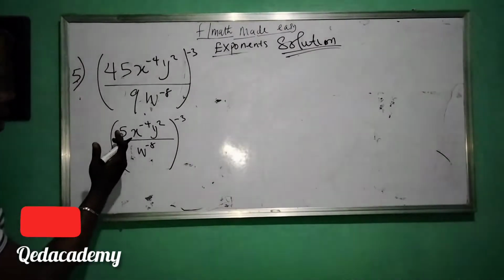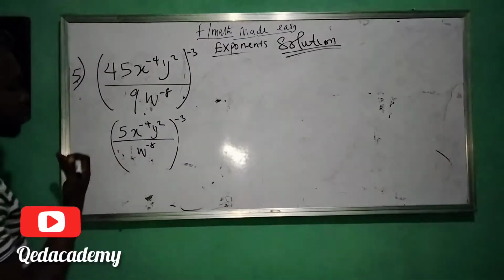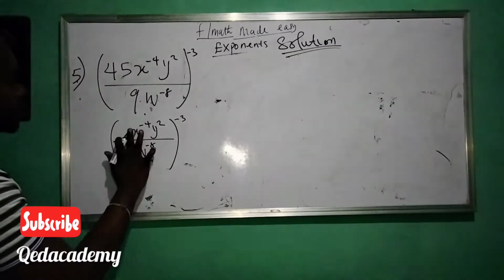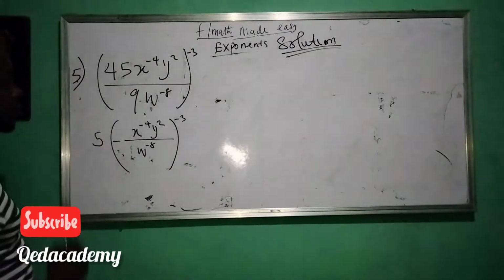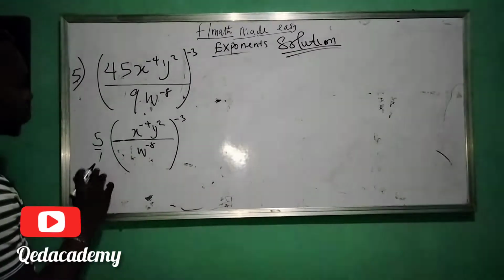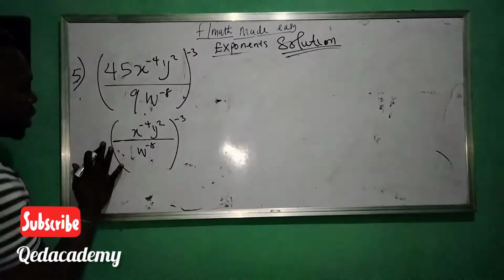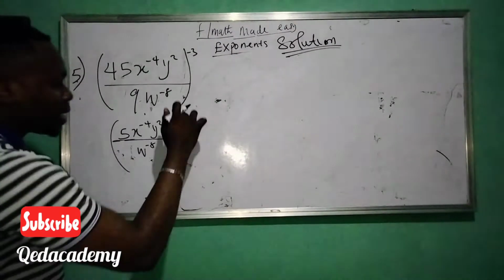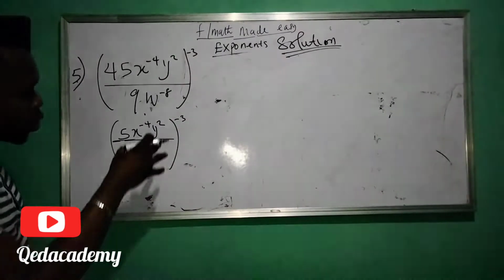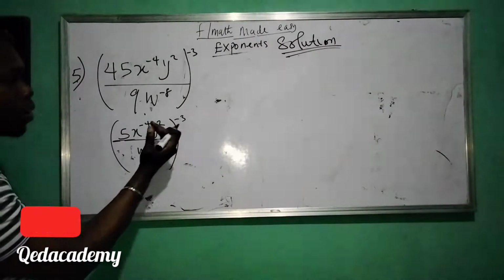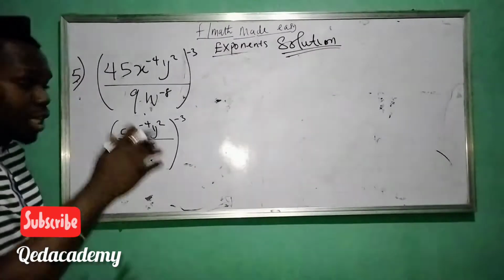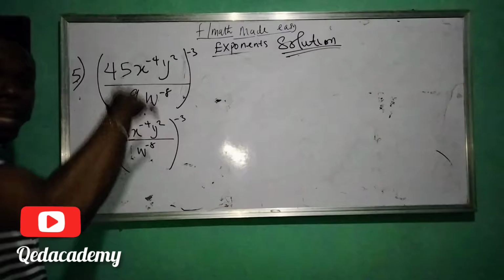Should I bring out this 5? This 5 will stand alone. If I bring this 5 here, it will be like 5 over 1, but that would be wrong, because this 5 has an index that's affecting it. And also the next step is to open up this bracket by allowing the index minus 3 to have an effect on every one of these values.